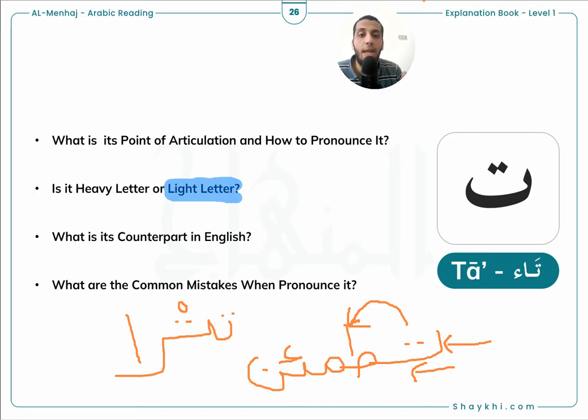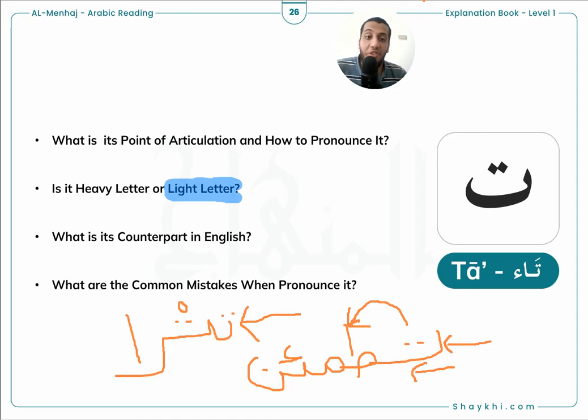Without exaggeration. Okay, so we can conclude this by saying we can make two wrong pronunciations here. The first one is making an excessive air, tetra, and the second is not making an air at all, tatra. These two pronunciations are wrong, but the correct one is tatra, making an air and without exaggeration.